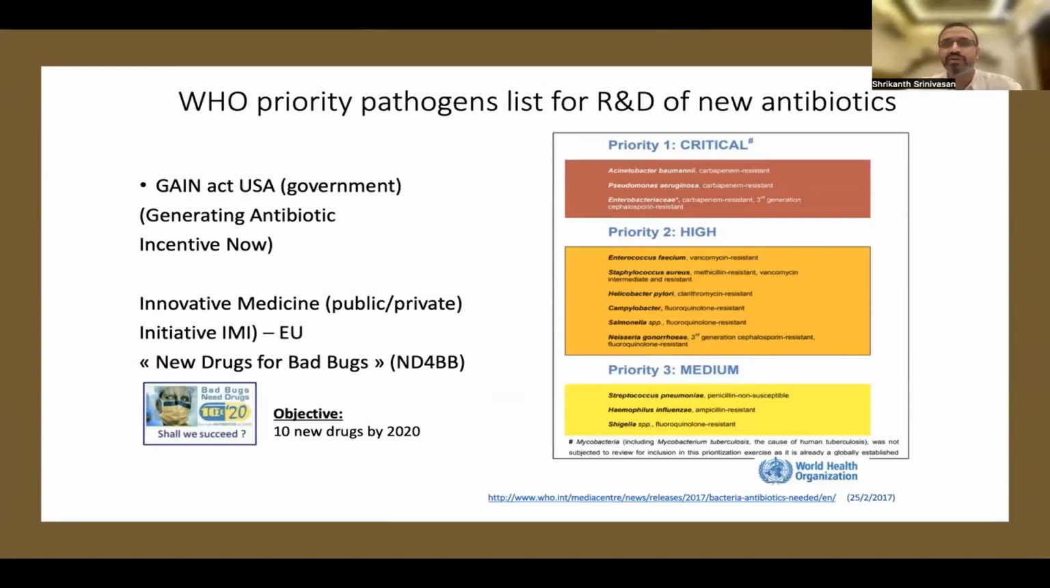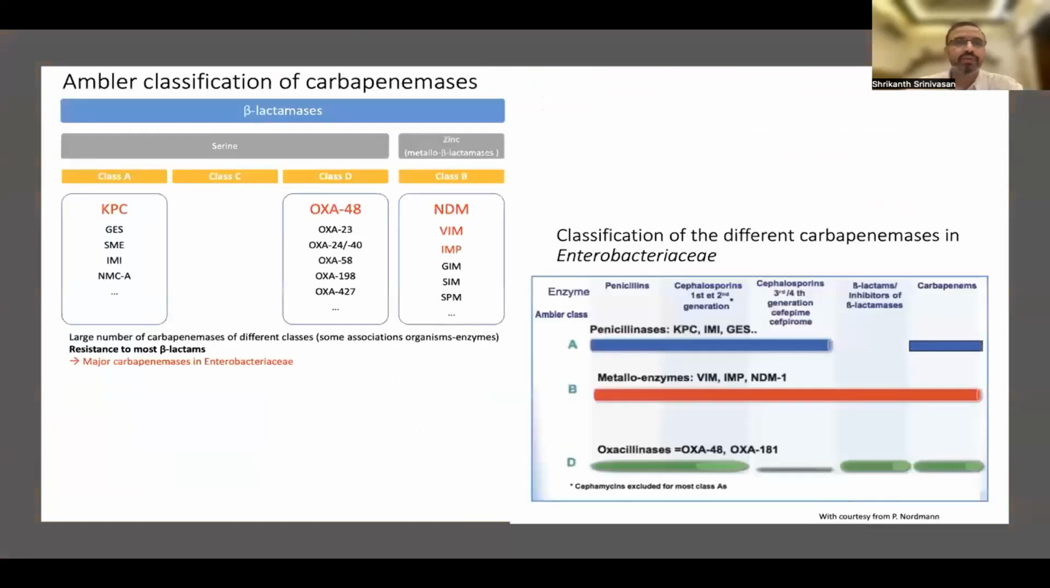And the critical group belongs to carbapenem resistant Acinetobacter, carbapenem resistant Pseudomonas, and Enterobacteriaceae, which are carbapenem resistant and third generation cephalosporin resistant. So this is the most critical focus on which the entire R&D is trying to bring in new antibiotics. So when we talk about carbapenem resistance, that was a focus. What are these kinds of resistance?